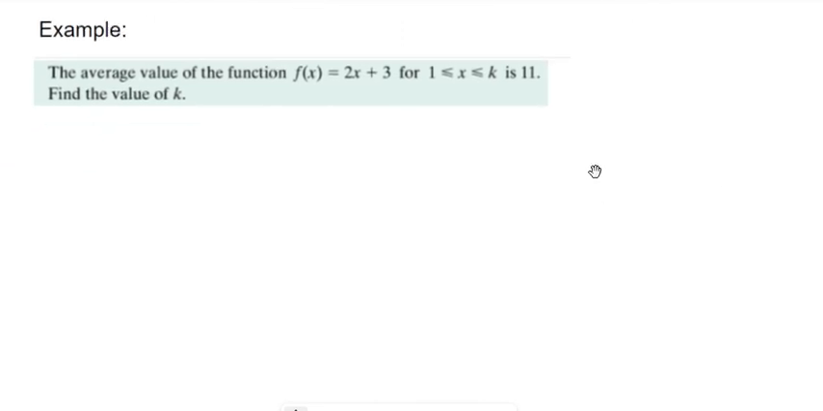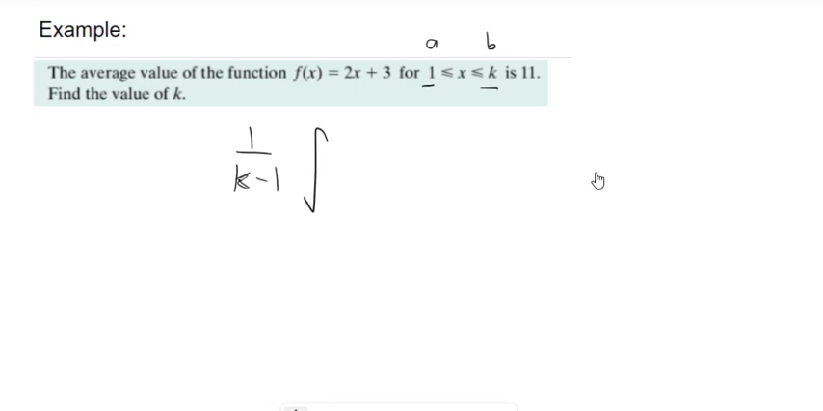So second example, this is just a different way it can be asked. So now it's telling you that between 1 and k, the answer is 11. So they're giving us the answer and they're asking us to work kind of backwards. So we know that our a and our b will be 1 and k this time. So 1 over b minus a is 1 over k minus 1.